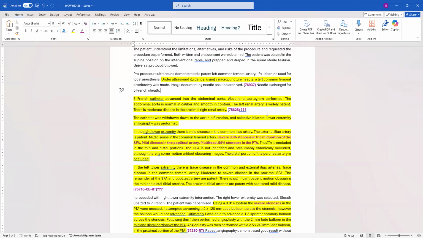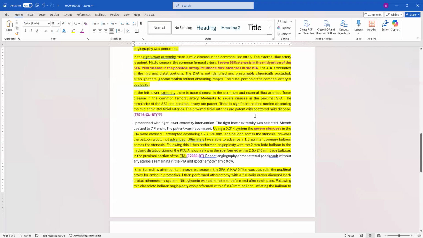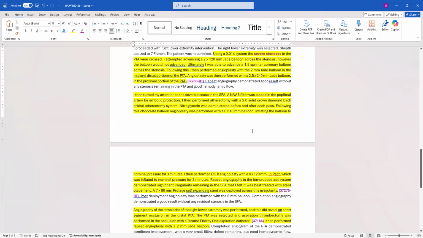So since both extremities were viewed in their entirety, we have code 75716. Now remember, this is if all of our criteria for diagnostic imaging is met in order to be able to assign those codes. So now let's go down to the next paragraph. So the physician says, I proceeded with right lower extremity intervention. So we see, again, severe stenoses in the posterior tibial artery were crossed. The physician had some trouble crossing the lesion, but eventually was able to cross the stenosis and then performed angioplasty in the posterior tibial artery.